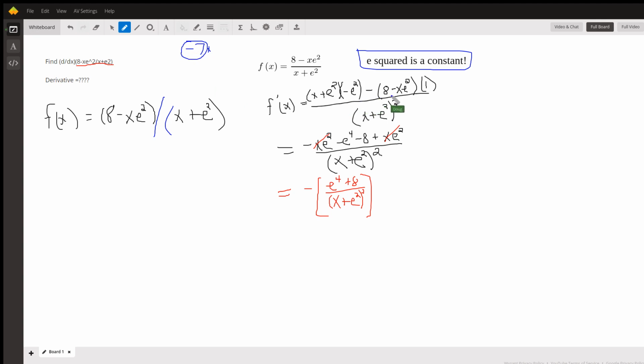Minus the numerator times the derivative of the denominator. The derivative of x is 1. The derivative of e squared is 0. So we just have a 1 out there, all over the denominator squared.